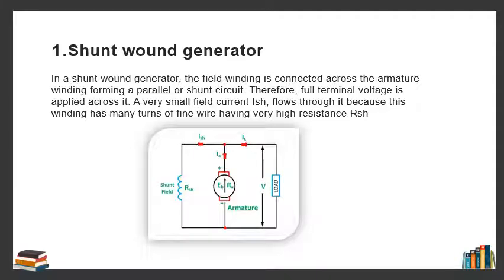The field winding resistance is RSH. ISH is called the shunt field current, IA is called the armature current, IL is called the load current, EB is called the back EMF, and RA is called the armature resistance.